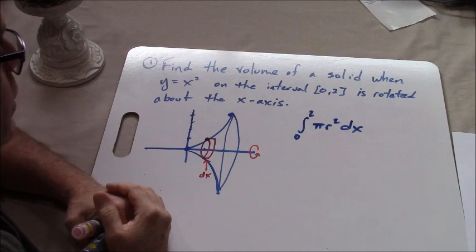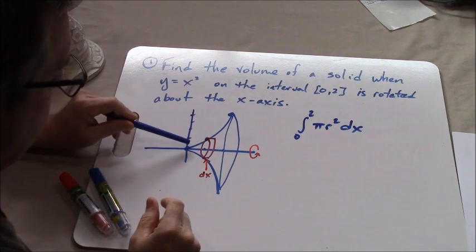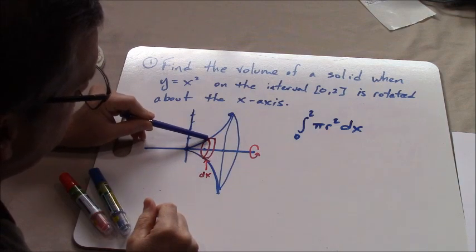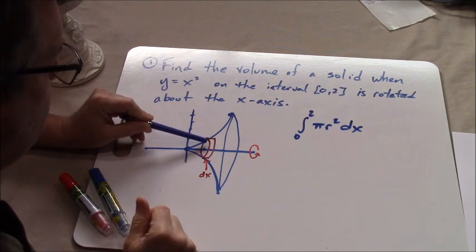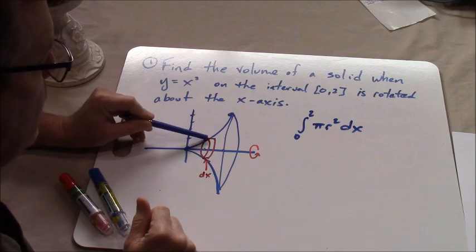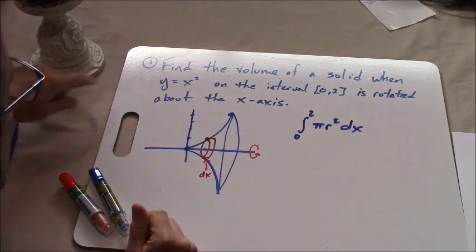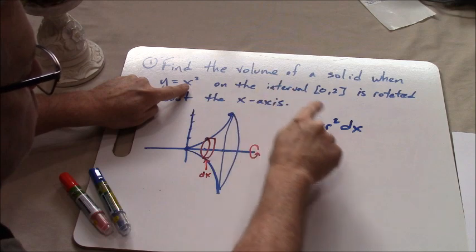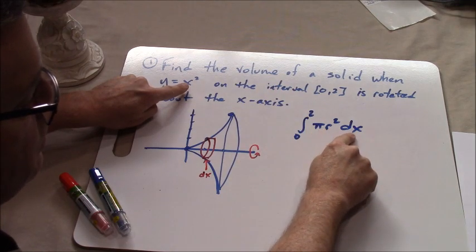So the question now is, well, what's the radius going to be? The radius is really just the distance from here to here. It's just a y value. If I go from the x-axis up to this point, the radius of this circle is just that y coordinate. And so I know right here y is equal to x squared. So if I put an x squared in here for the radius, then I've got everything in terms of x.